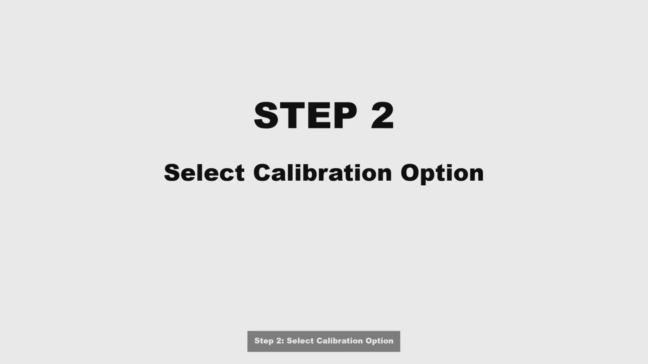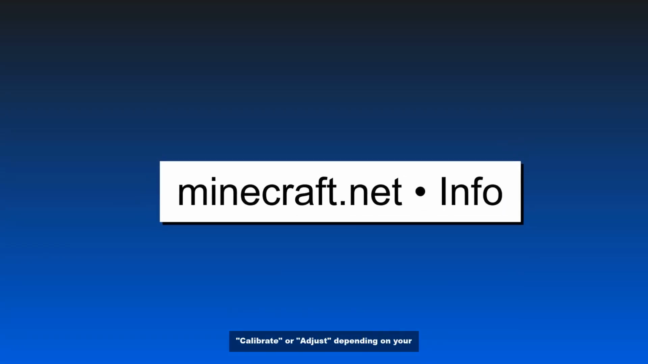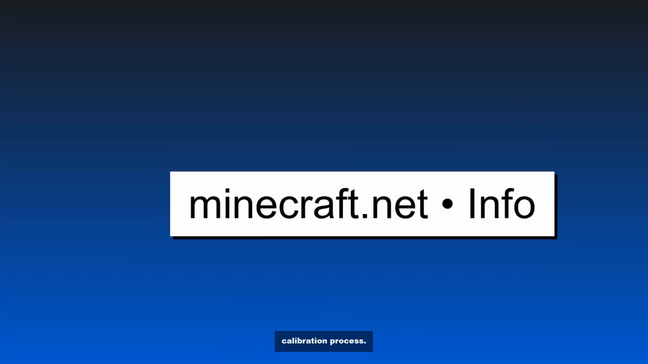Step 2. Select calibration option. Within the controller settings, find the calibration option. This may be labeled as Calibrate or Adjust depending on your system. Select this option to begin the calibration process.